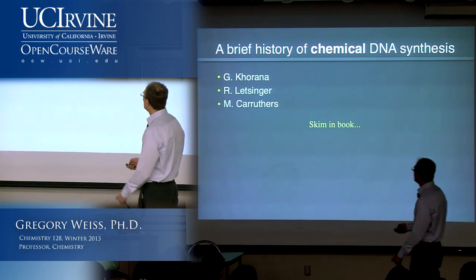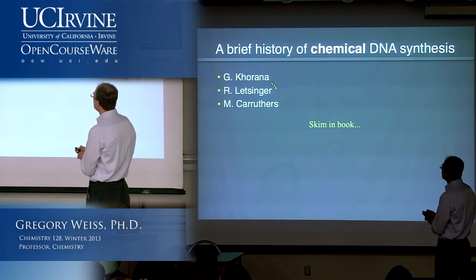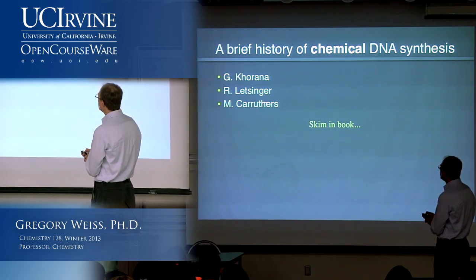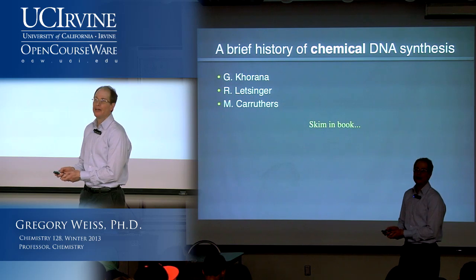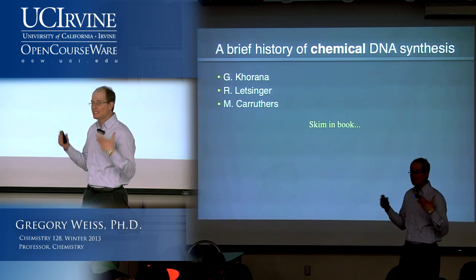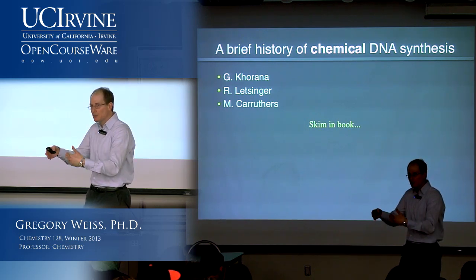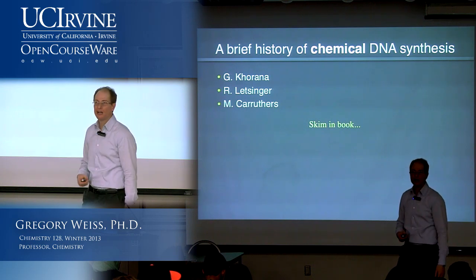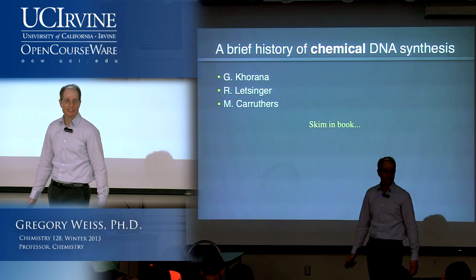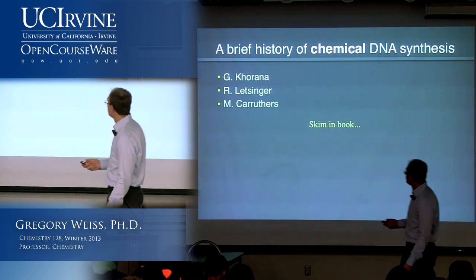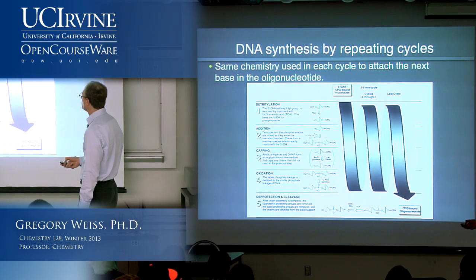And it was set in line by the great Gobind Khurana, who won a Nobel Prize, but also Bob Lessinger and Marty Carruthers. These guys deserve a Nobel Prize because this really did kick off a revolution in biotechnology that was made possible by the synthesis of DNA to make primers, which in turn allows PCR, which in turn allows smiley faces out of DNA and all those other great discoveries that we've been talking about. Okay, now I just want you to skim this topic in the book.